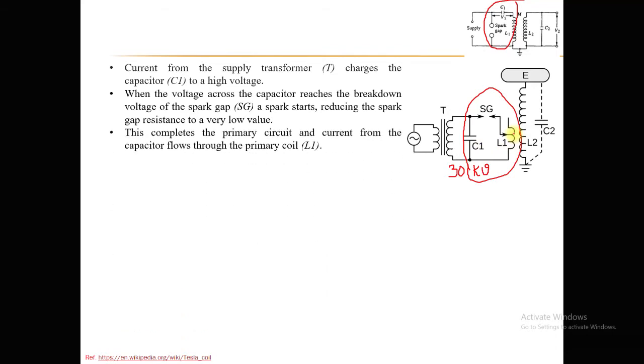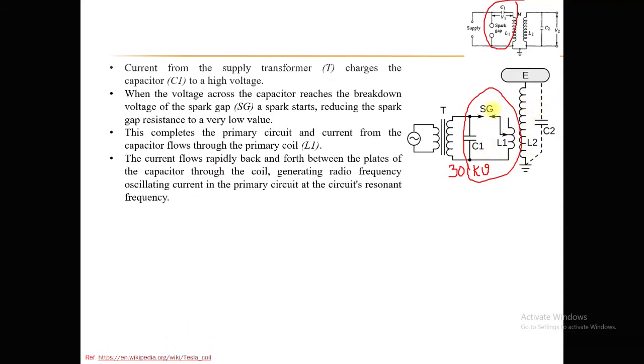So this will complete the primary circuit, and current from the capacitor will now flow to the primary coil inductor. Current will flow rapidly back and forth between the plates of the capacitor through the coil, generating a radio frequency oscillating current in the primary circuit at the circuit's resonant frequency.